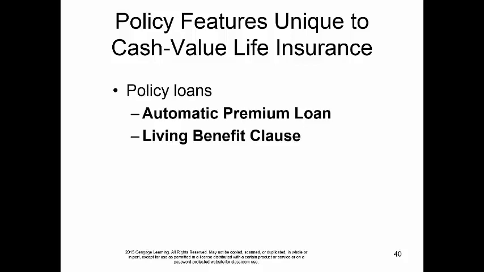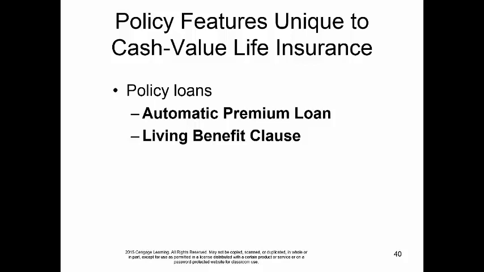So the next thing is policy loans. You can borrow from your life insurance policy, or your cash value life insurance policy. The rates on these are typically very, very low. But the reason they are very, very low is because you're borrowing money from yourself and you're paying your insurance company to do so. It doesn't really make a whole lot of sense.